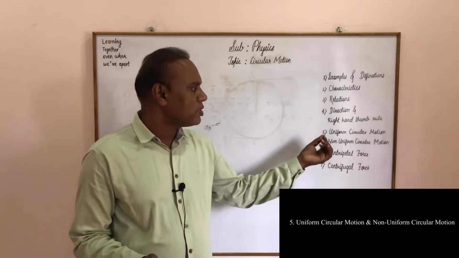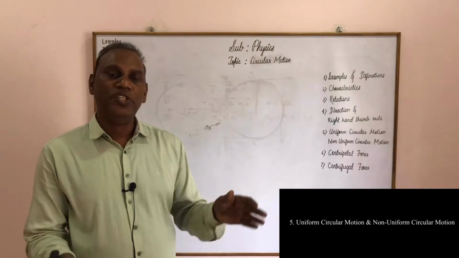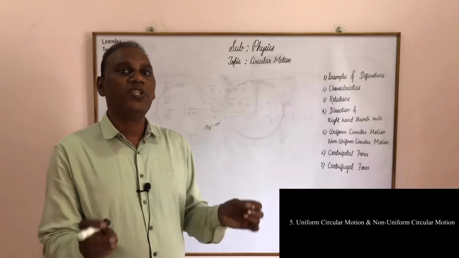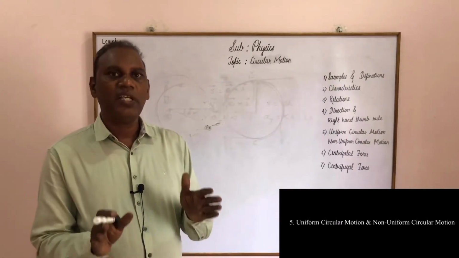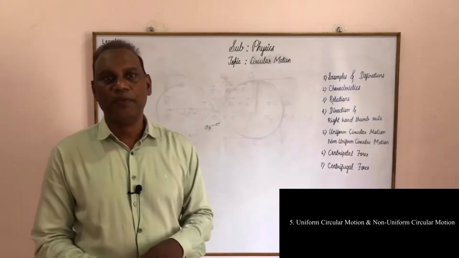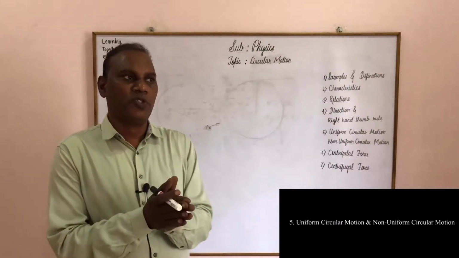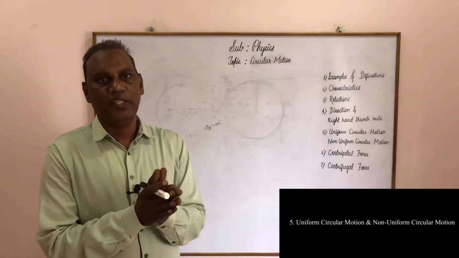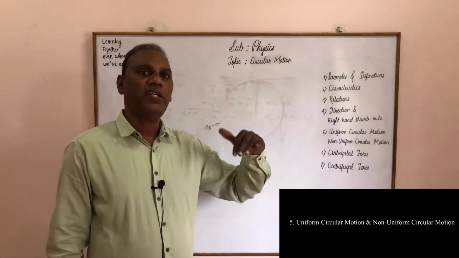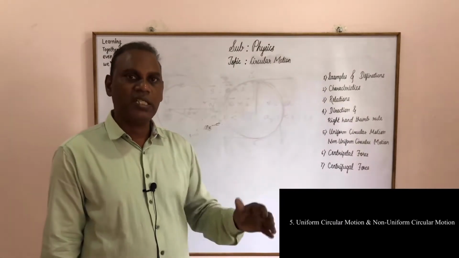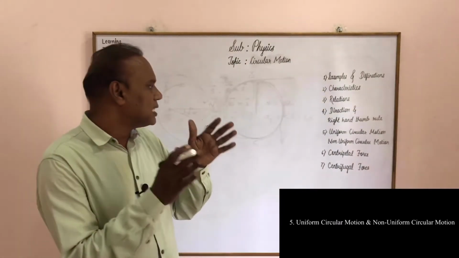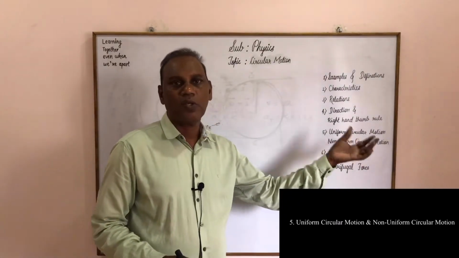So non-uniform circular motion is due to the change in magnitude of tangential velocity, that is, due to tangential acceleration. In a non-uniform circular motion, the resultant acceleration is the resultant of centripetal acceleration as well as tangential acceleration, and this resultant is responsible for non-uniform circular motion.